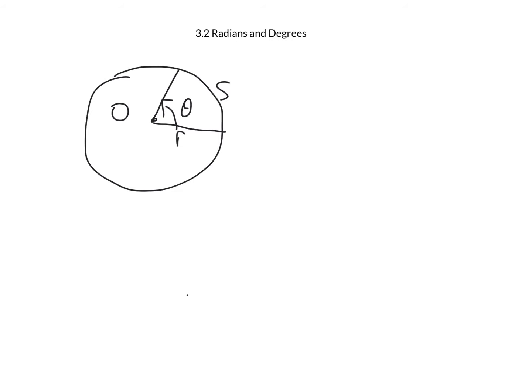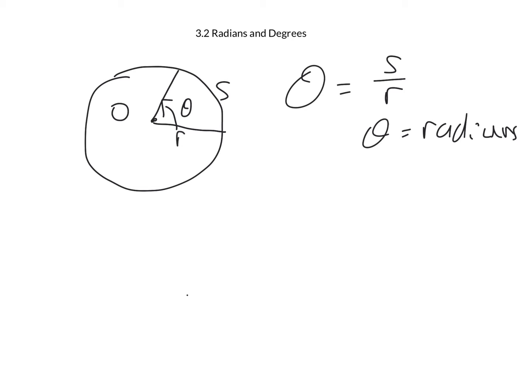And then here's S. S being our arc length, okay? And the formula for this, and your book gives you this formula, theta equals S over R. Make a little note, theta is in radians, not degrees. We have a slightly different formula for degrees, okay? But with theta in radians, it's theta equals S over R. What you might have done in your math past is S equals R theta.